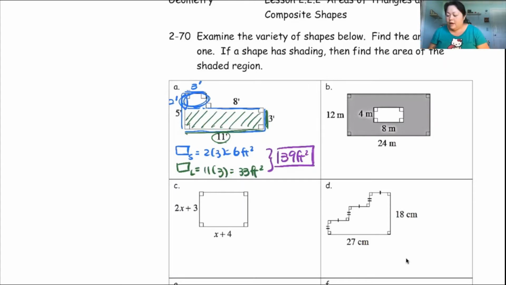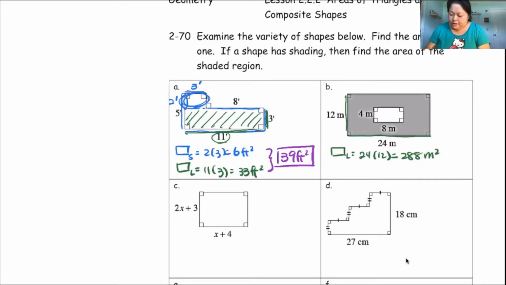All right, part B, now it says it only wants the shaded region. So the smart thing to do would be to get the big rectangle and then cut out the small rectangle. So literally you take the big rectangle and you subtract, meaning cut away, the small one in the middle. So I'm going to take the big rectangle, which is 24 meters by 12 meters. So 24 times 12, and that gives me 288 square meters.